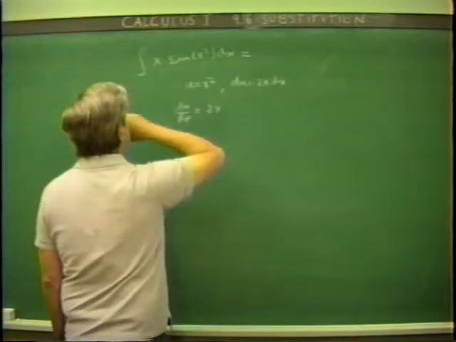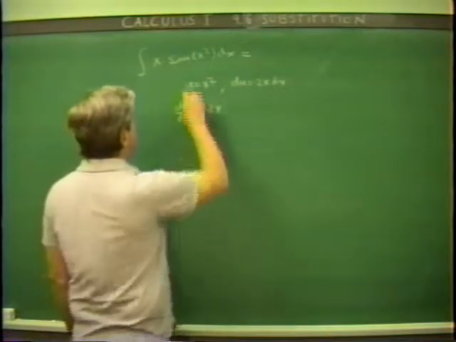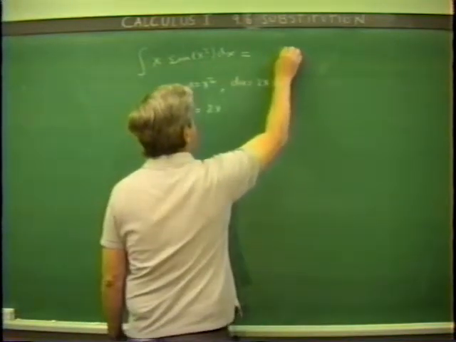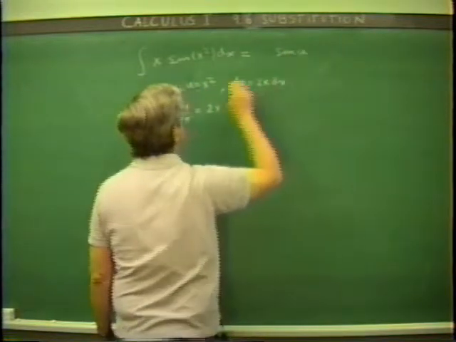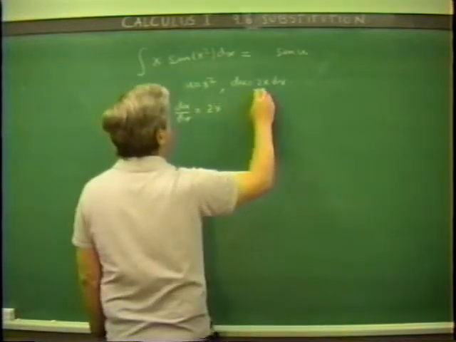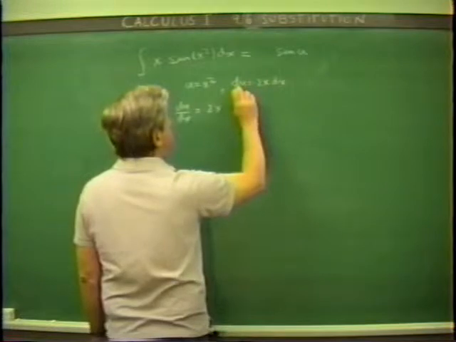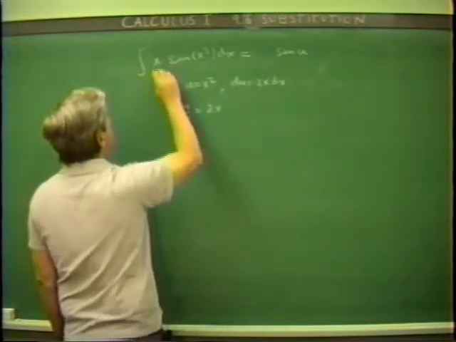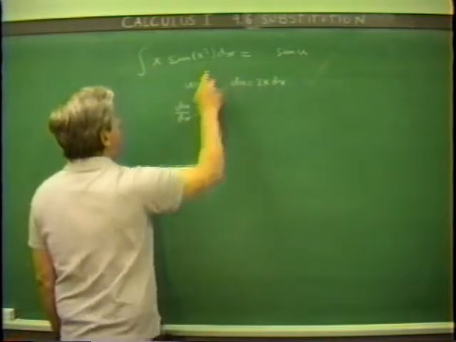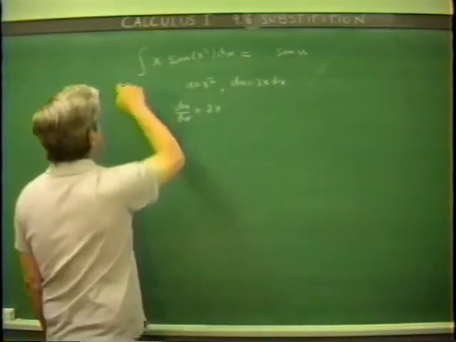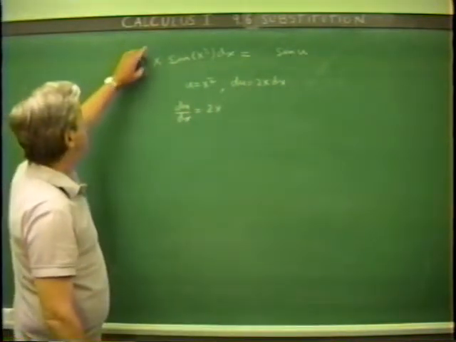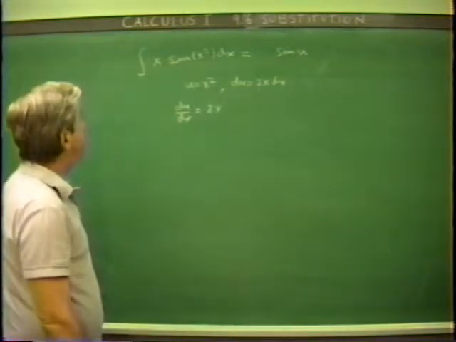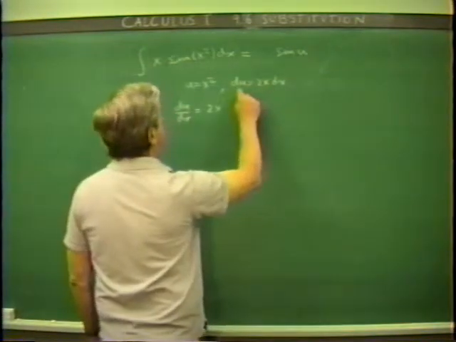And then this becomes, when we make the substitution, sine of u, since u was x squared, and now 2x dx is what we should have here. We can correct this by putting a 2 here, and then a half on the outside, and that will keep the result the same.